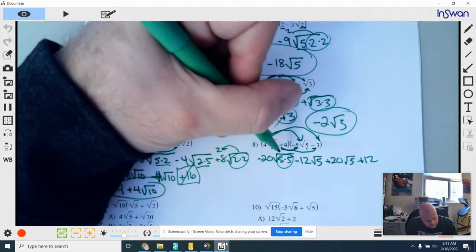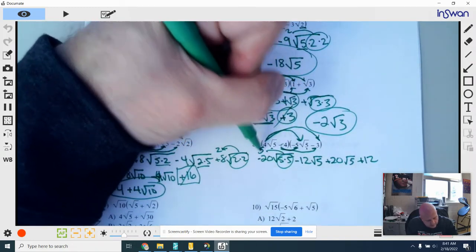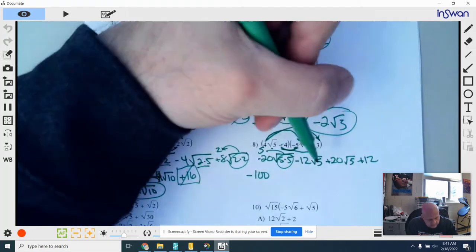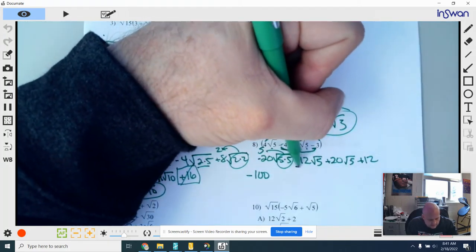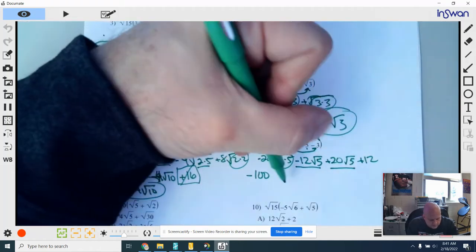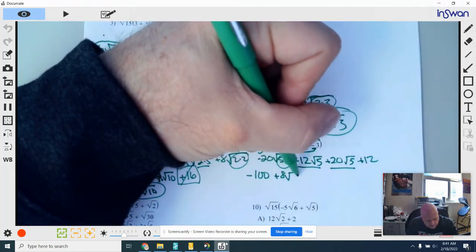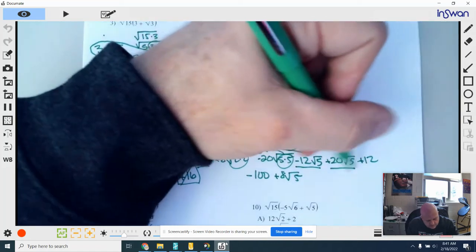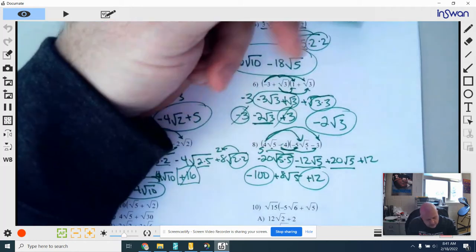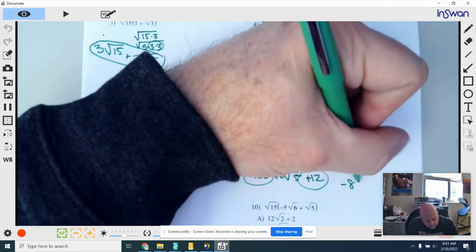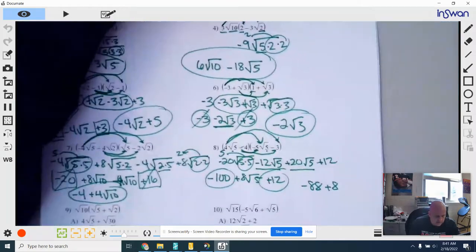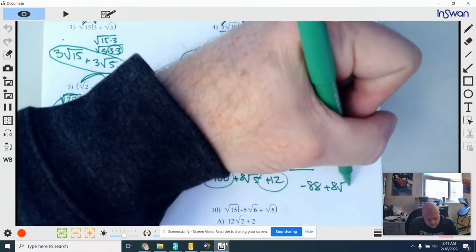Okay, so this pairs up. Out comes one of them. 5 times negative 20 is negative 100. Okay, and then here's some like terms. So negative 12 plus 20 gives you 8 root 5. And then I have this plus 12 in the back. So combine this with that. That's going to give you a negative 88 plus 8 root 5.